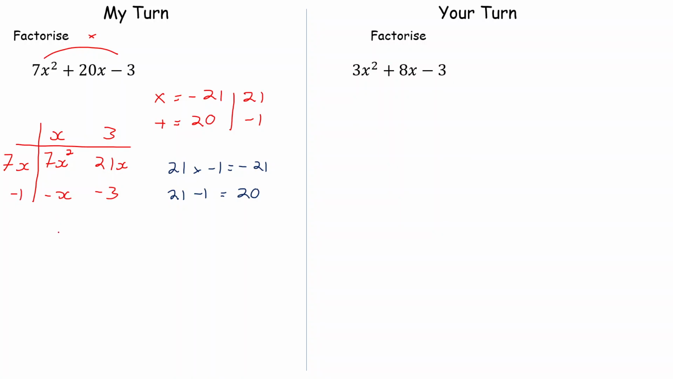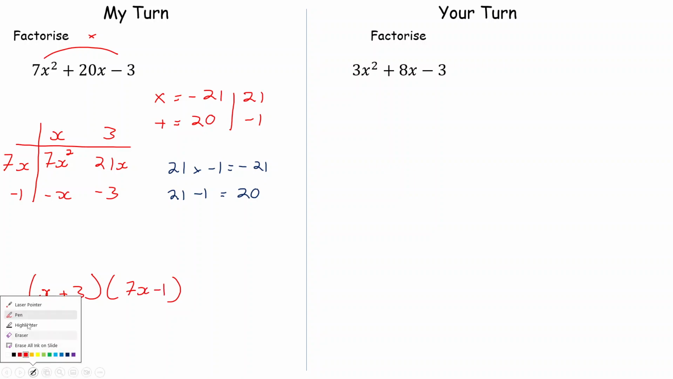So that is perfect. And then your two brackets are going to just simply be, in any order, x, and it's a positive 3, so x plus 3, and then you've got 7x take away 1, that can go down here. And that is your answer. And again, if you want to, you can expand your answer back out to double check it. Now to your turn, same process again, and let's go through it.